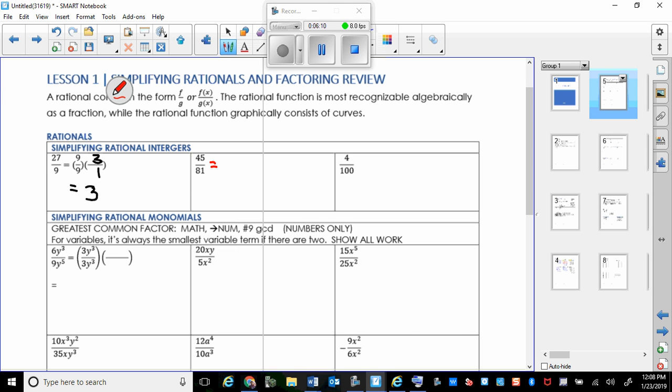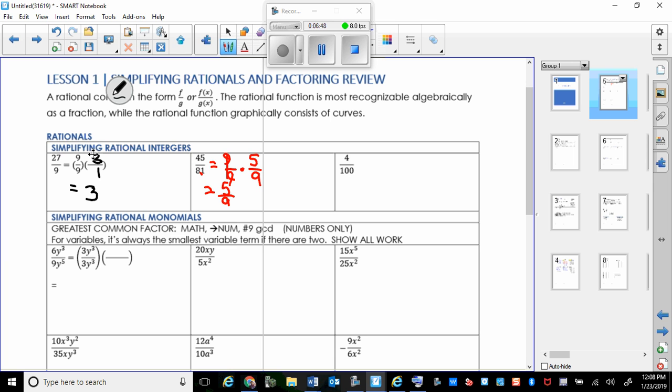So let's look at 45 and 81. The biggest number I can divide out, I can tell, is 9. So 9 over 9 right here. And this is going to cancel. 9 divided by 9 is just 1. Well, 45 divided by 9 is 5. 81 divided by 9 is 9. So simplified form of this is 5 over 9. The simplified form of 45 over 81 is 5 over 9.